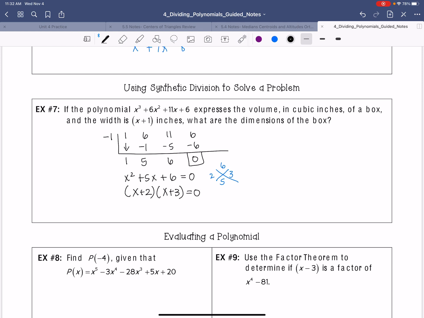So this would be our length and our width. Or no, I already gave us width. So this would be our length and our height. Doesn't matter which one's which. We know x plus 1 inches is our width. We know x plus 3, we'll say that's the length, and x plus 2 is our height. If we switch those, doesn't matter. We know this because if I multiplied all 3 of those factors back together, you would get x cubed plus 6x squared plus 11x plus 6.